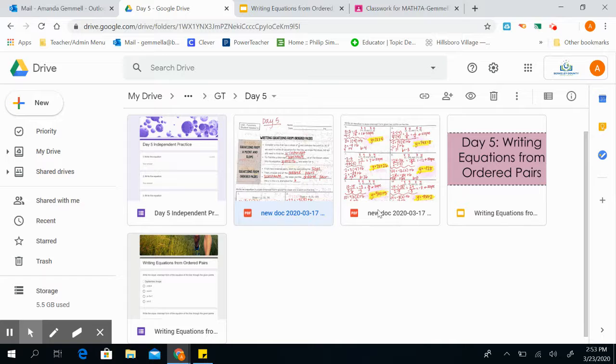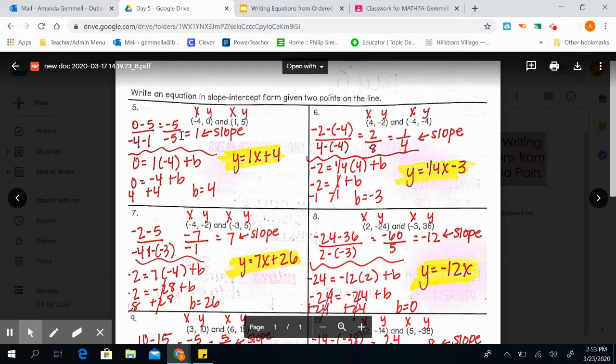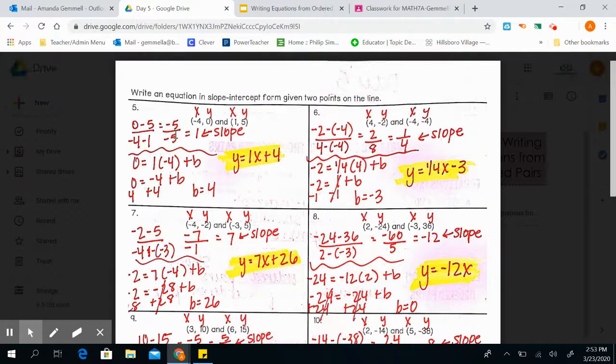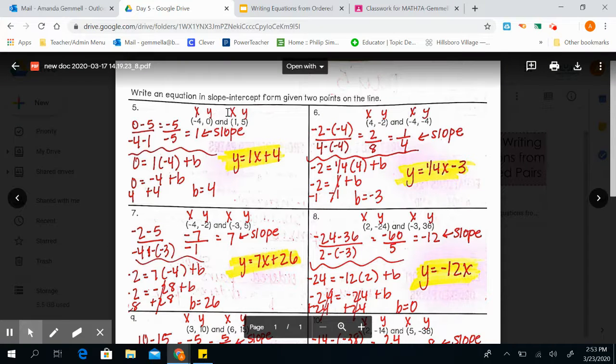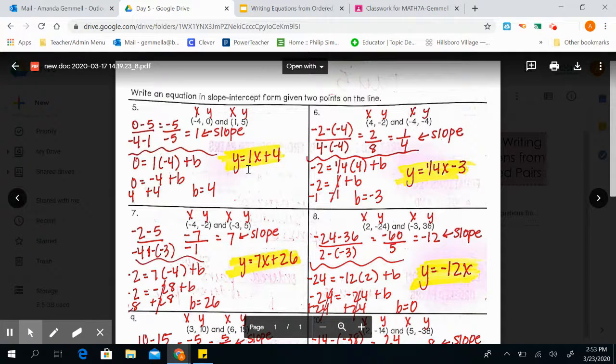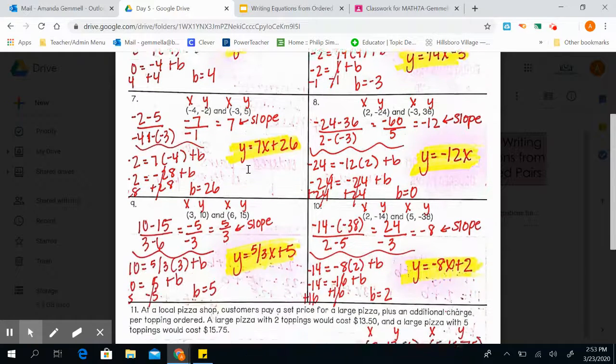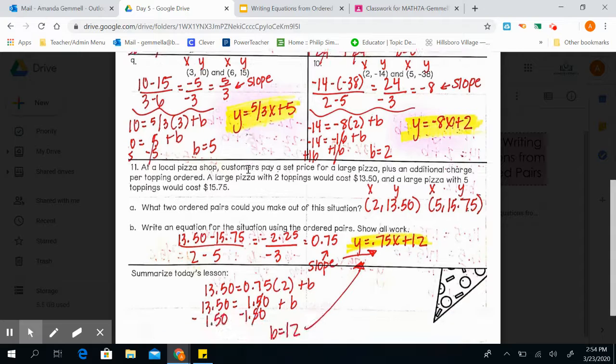Okay, and now I'm going to look at notes part 2. Again, the only difference for these is that you calculate slope first. So for this, 5 minus 0 over 1 minus negative 4. Y minus y over x minus x is a slope of positive 1. Then at that point, you just use your slope and pick one of your points. If you use your slope and pick one of the points, you can use the exact same process as we showed you on page 1. So these are just more examples.